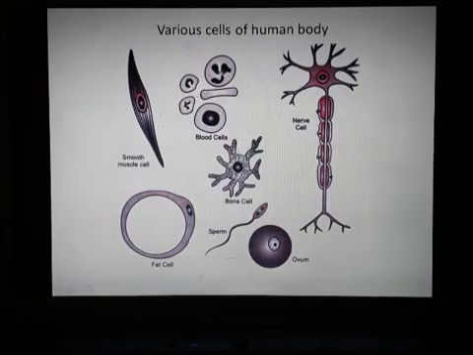Now these are various cells of the human body. As you know, various cells have different sizes and shapes according to their function. Let's talk about red blood cells. The red blood cells have a spherical type of structure. Why? So that they can absorb oxygen. The spherical shape gives them a large surface area. They can bind oxygen easily, and they can bind more oxygen.